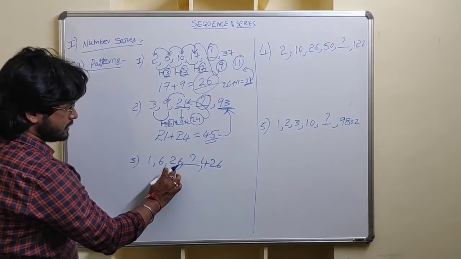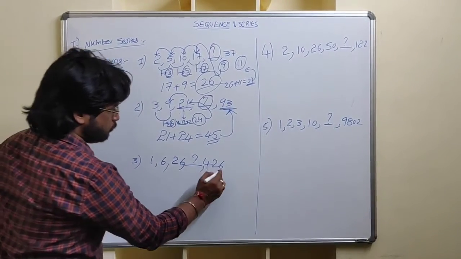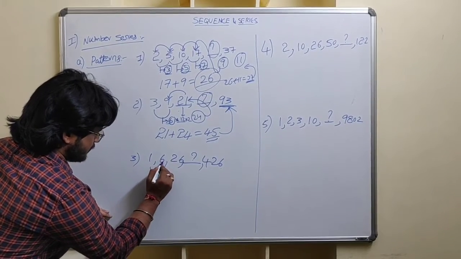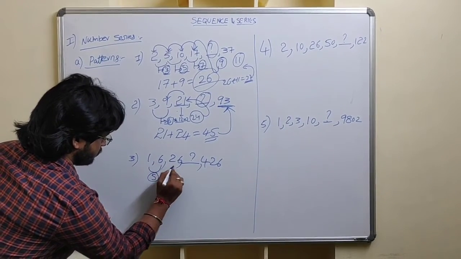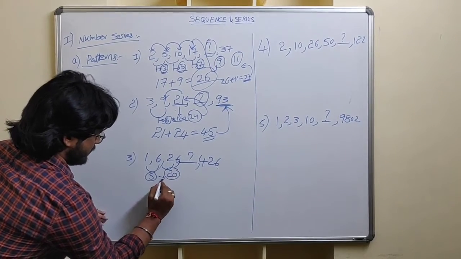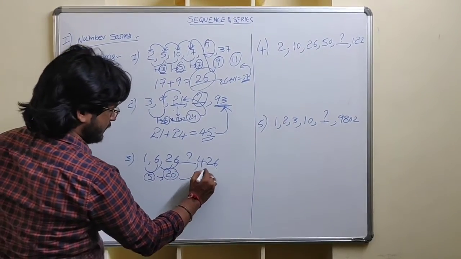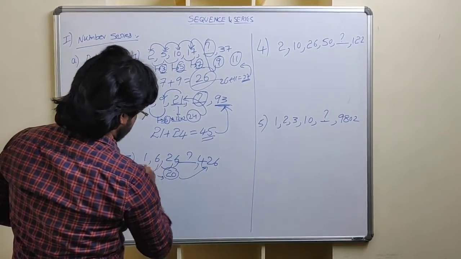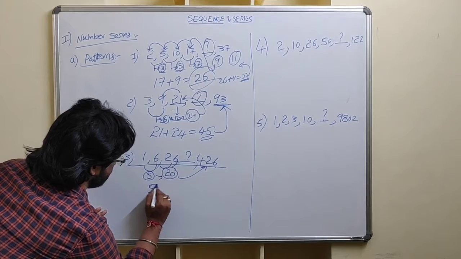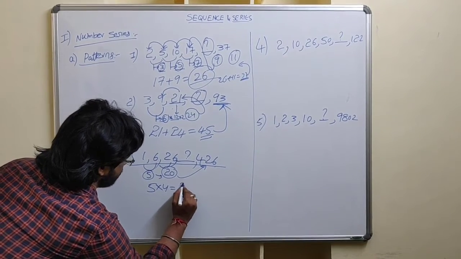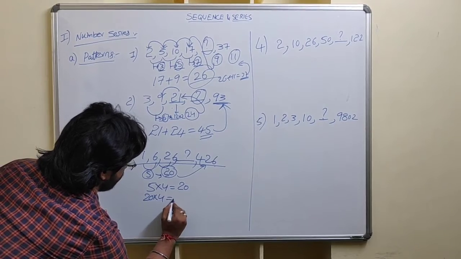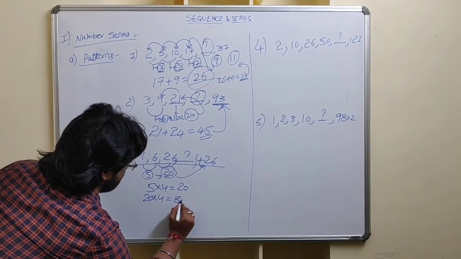Next is 1, 6, 26. We need to identify this question mark, and 426. What you have to do is take the difference between 6 and 1. You will get 5. Here also you will get 20. So to get the answer, this rule must be satisfied: you need to multiply the difference by 4. 5 fours are 20, and the 20 is multiplied by 4. You will get 80.